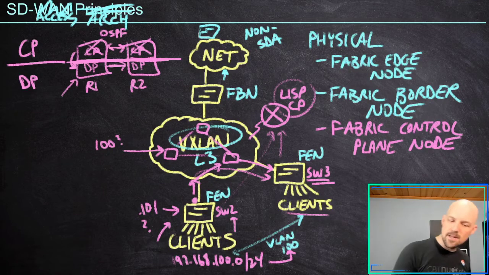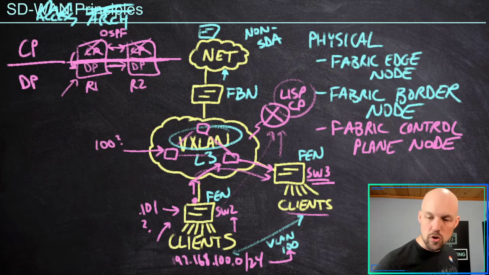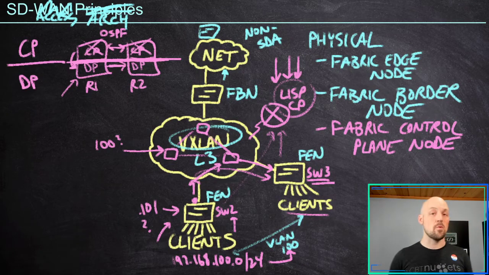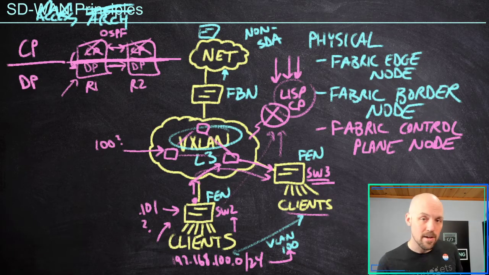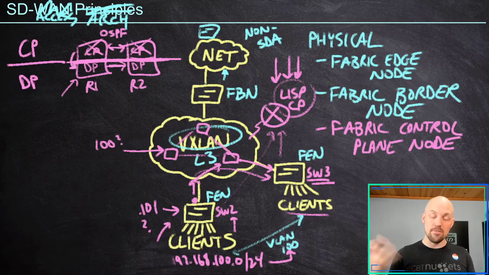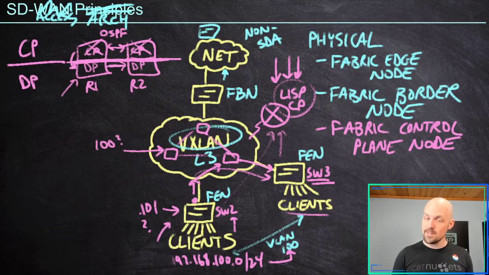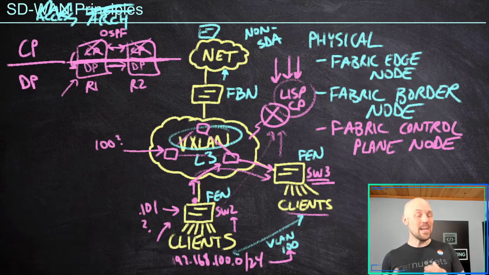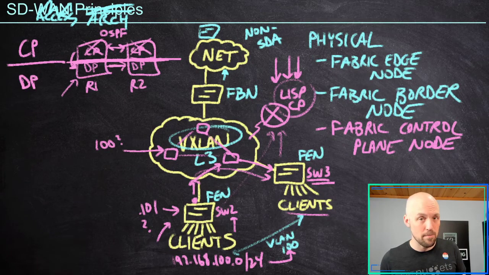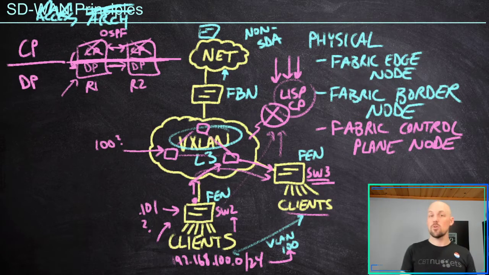So instead, I'm relying on this control plane node over here on the right, and that control plane node is going to be the one that I go to and ask. So it's no longer "I've got all of the information and I've got to make all of the forwarding decisions on my own based on the information I have." Instead, I'm going to be given only the information I need, and any other information I'm going to go ask about. I hope that was clear.